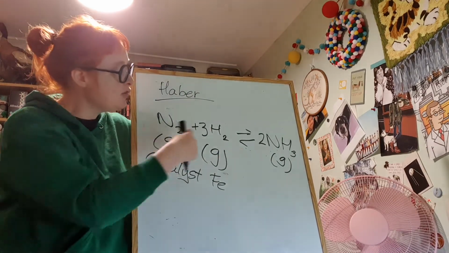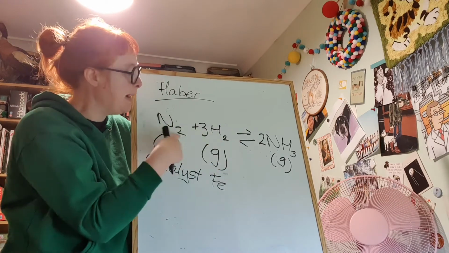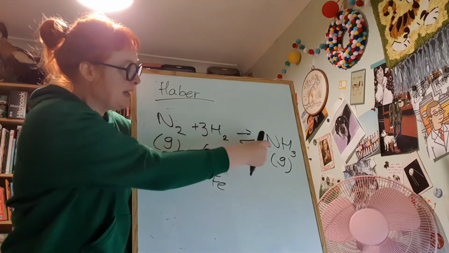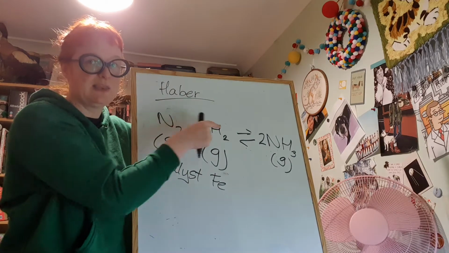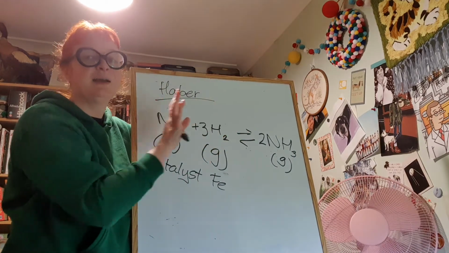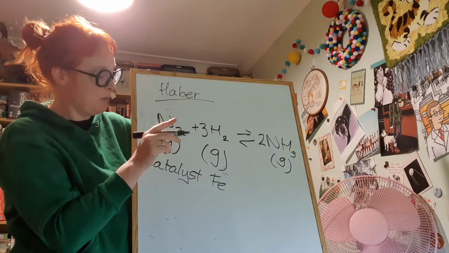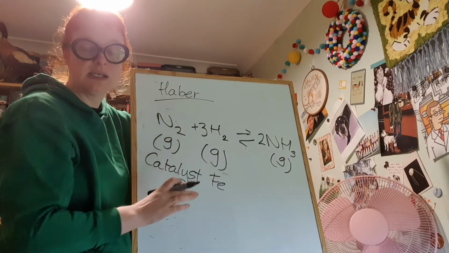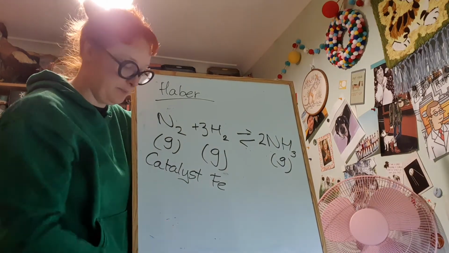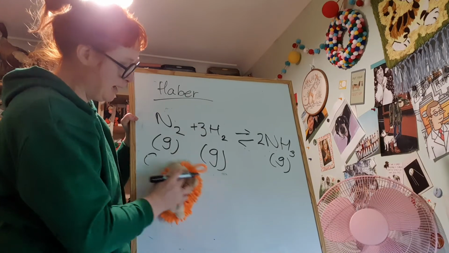So we've got this forward and backwards happening at the same time. We've got these happening and making this, but this is also making these two. And we've got this backwards and forwards, and what we call that backwards and forwards is dynamic equilibrium. We've got dynamic equilibrium.